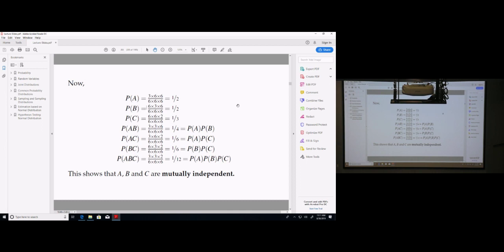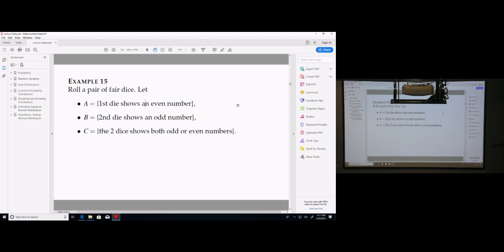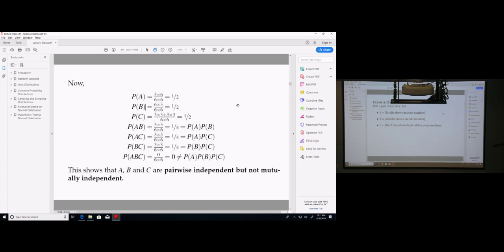So the question is whether it is applied in the right way or in the wrong way. Okay, I roll a pair of fair dice, and the first die shows an even number, and the second die shows an odd number. So from our previous result, if I only look at A and B, they are independent. And C is that the 2 dice show both odd or both even numbers. Now, definitely, this can be true in some way later on.